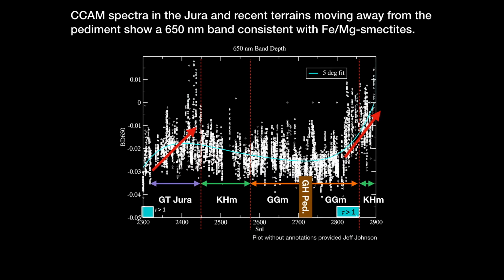And you can see an increase in this band depth in the Glen Torridon Jura, a decrease through the Knockfarrill Hill member and entering into the Glasgow member, and another increase in the 650 nanometer band depth as Curiosity has moved away from the Greenheugh pediment contact with Glen Torridon.